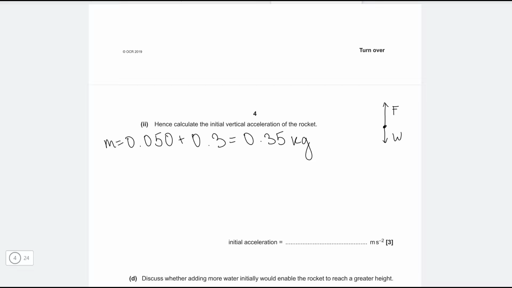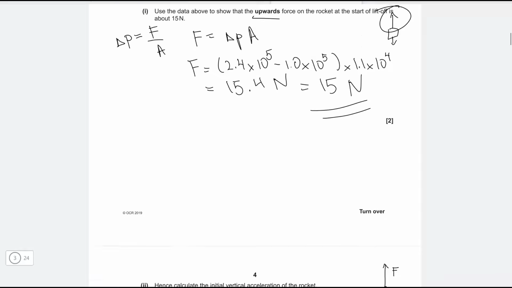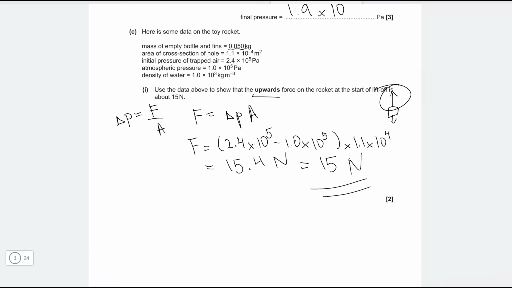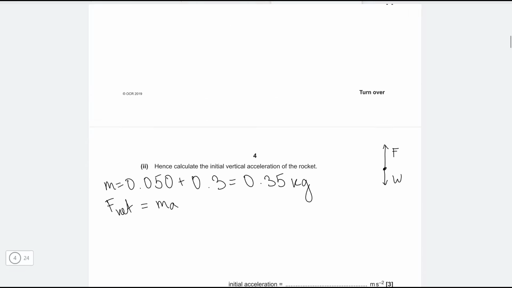kilograms. Okay, now that we have the mass, we are ready to find our resultant force and set that equal to MA. So our resultant force, let's just write that F, let's call it F net, will be equal to mass times acceleration. The upward force is just this force here, which we've already calculated, and then from that we're going to need to take away the weight. So in the previous question we found the upward force to be about 15 newtons.